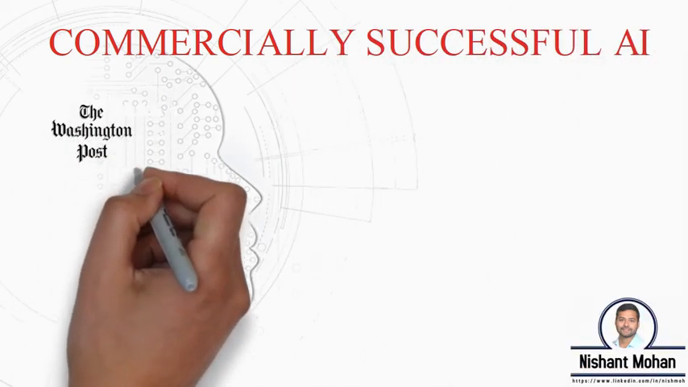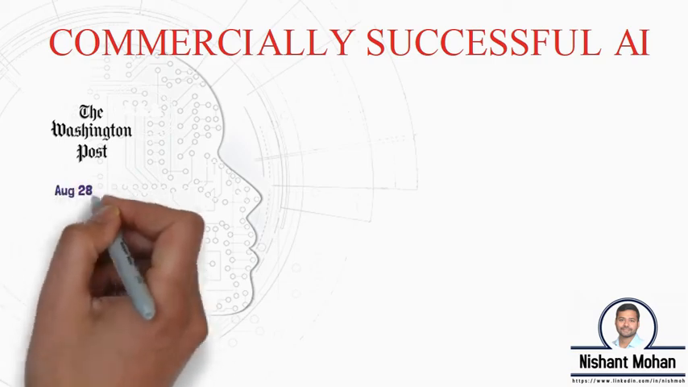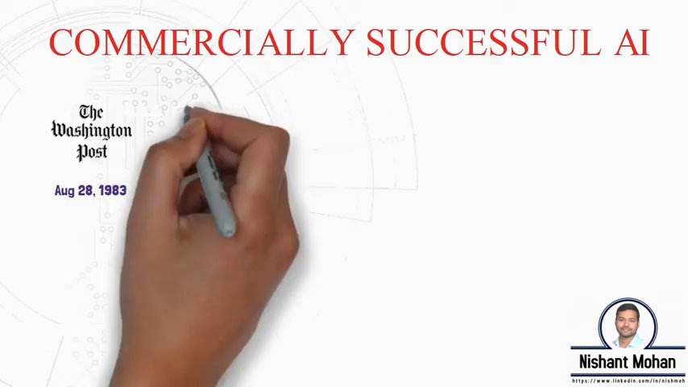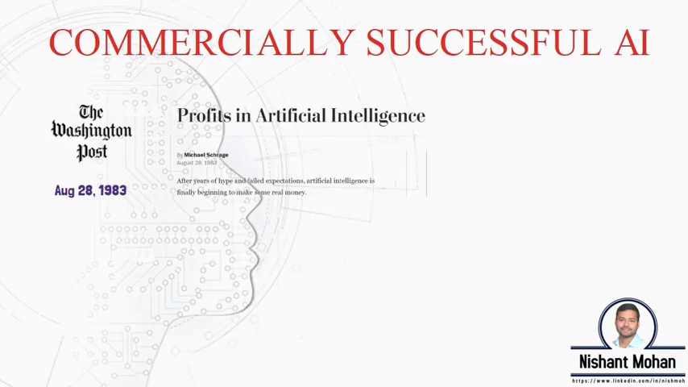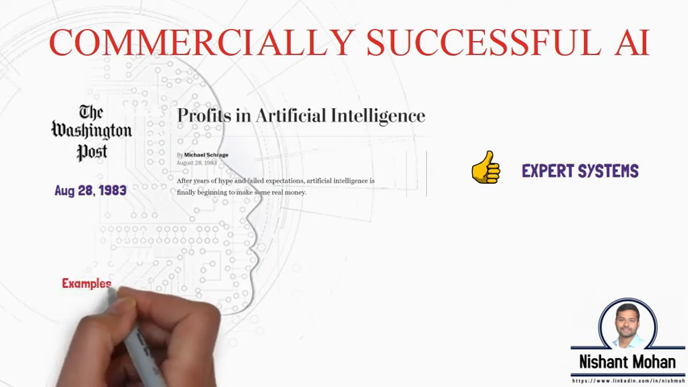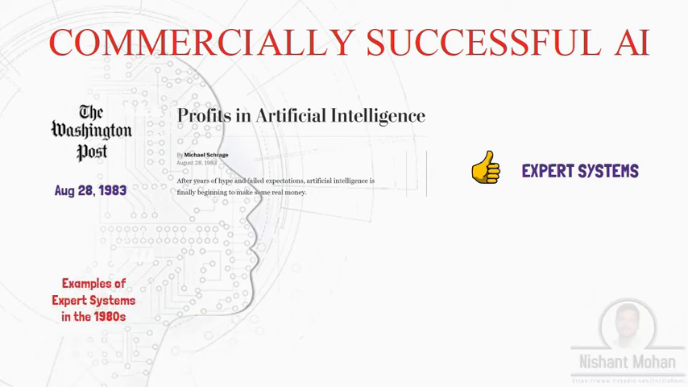The Washington Post published an article on August 28, 1983 titled Profits in Artificial Intelligence that stated, "After years of hype and failed expectations, artificial intelligence is finally beginning to make some real money," and gave a thumbs up to expert systems themselves. The branch supporting the heaviest expectations is the so-called expert systems. Several companies deployed expert systems in the early 80s.